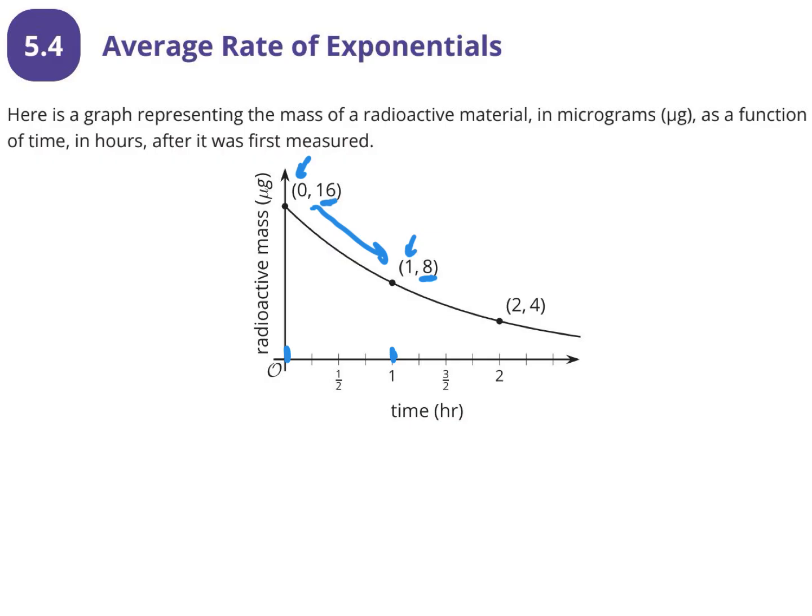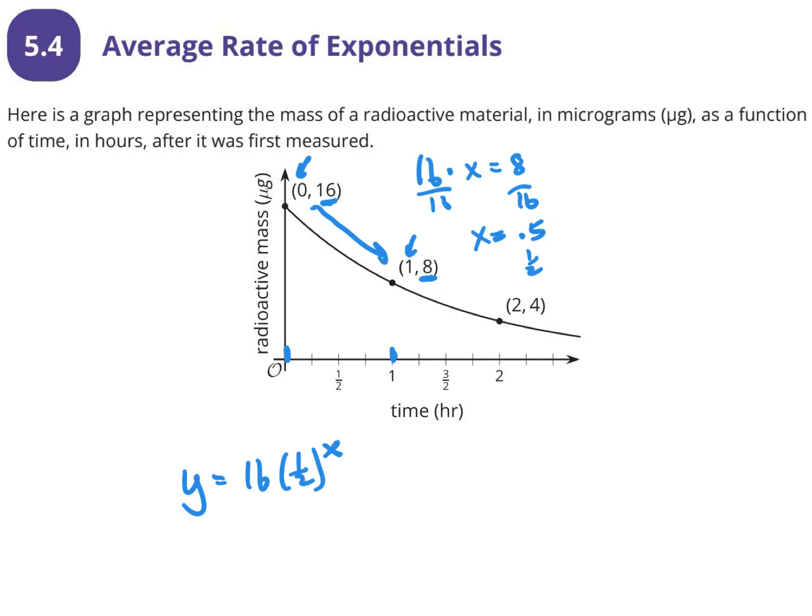So 16 times what equals 8? Times what number equals 8? So I divide by 16 on both sides, and X equals 8/16, which is 0.5, which is 1/2. So my half-life is every hour. So now let's write our equation. We're going to start with 16. We went down by 1/2 every 1 hour, where X equals an hour.